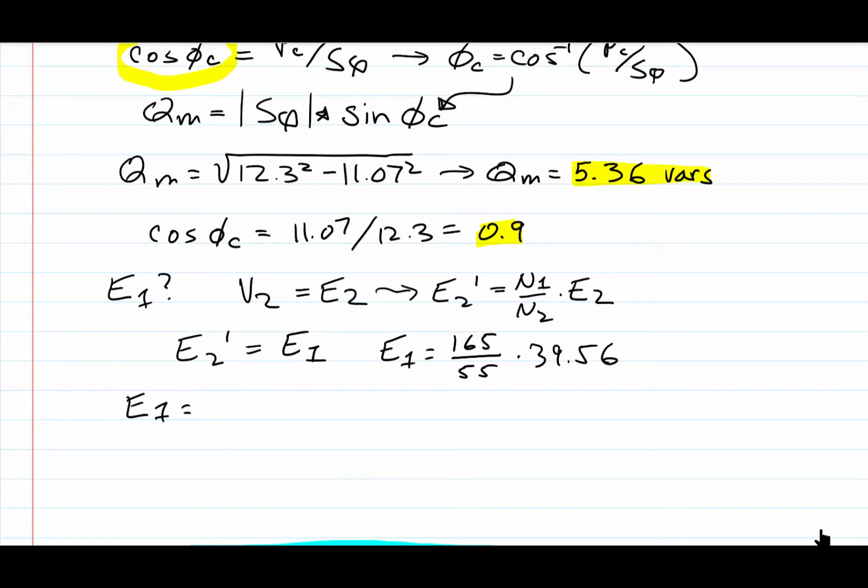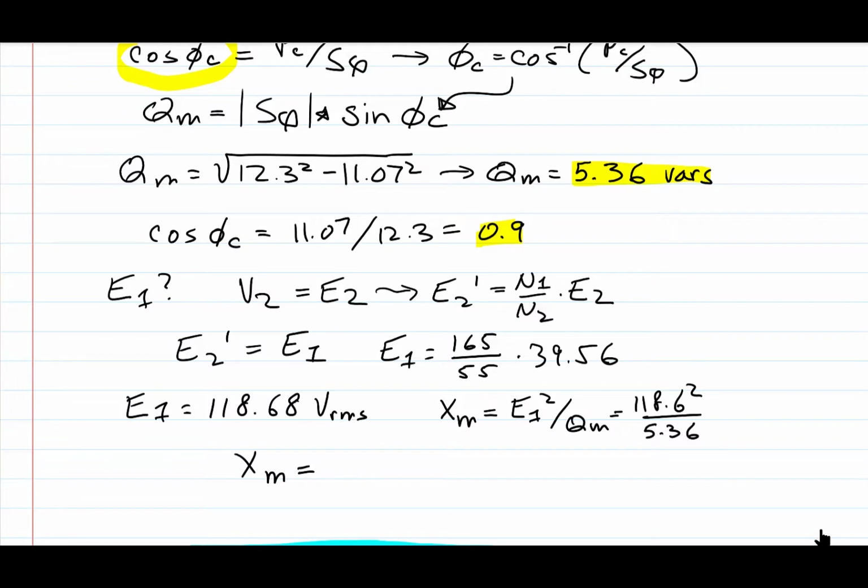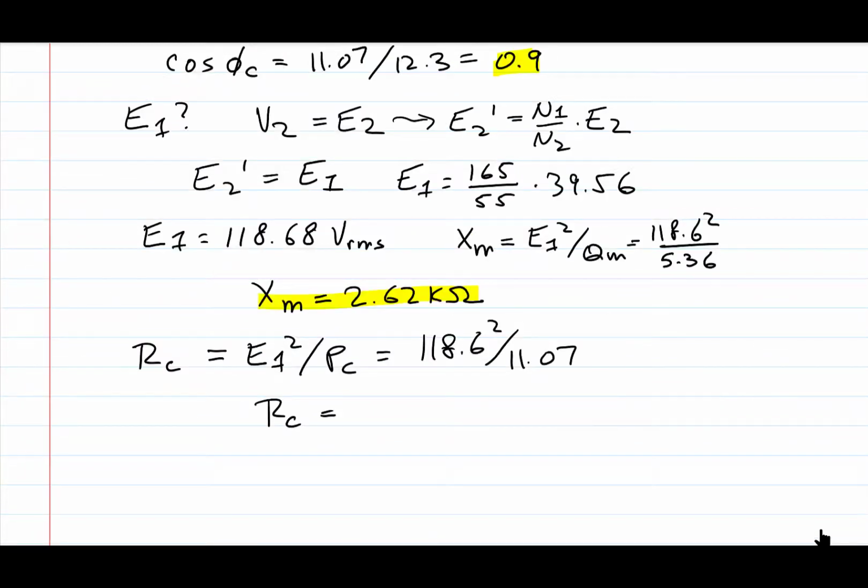So our E1 ends up being equal to 118.68 RMS. And our X sub M is that value squared divided by Q sub M. Finally, X sub M is 1.27 kiloohms.